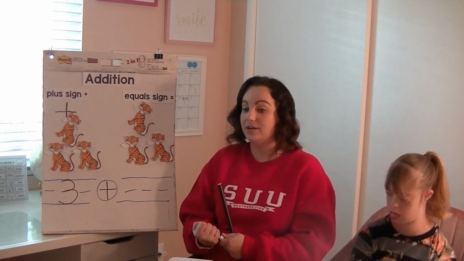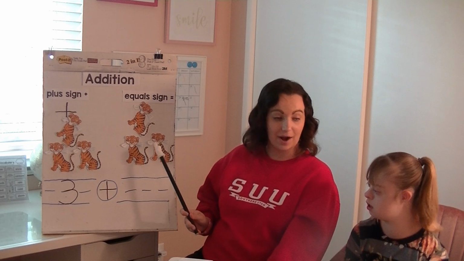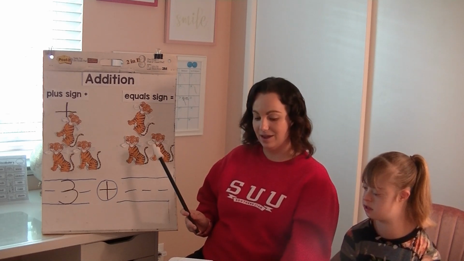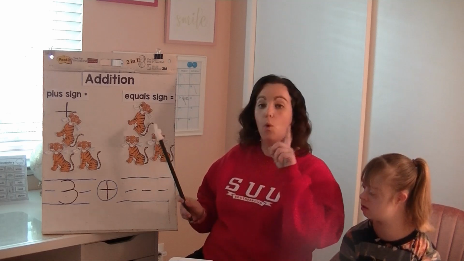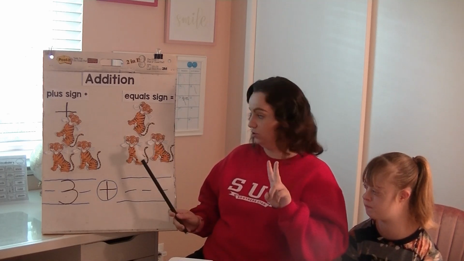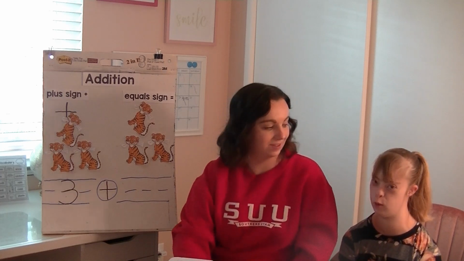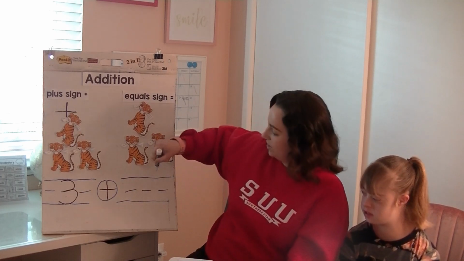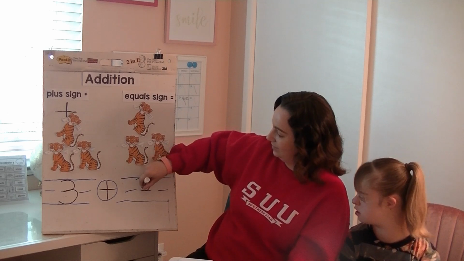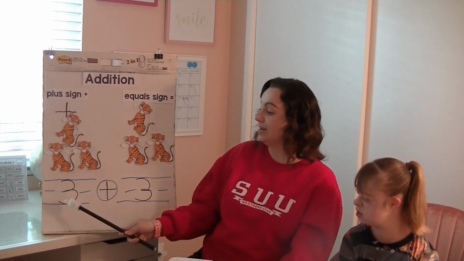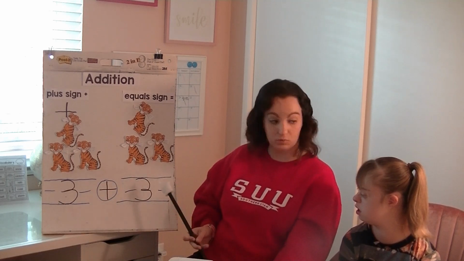Let's see how many are in this group. You ready to count along with me to see how many are in this group? Ready, set, count with me. 1, 2, 3. How many are in this group? I say 3. Good job. So I'm going to write 3 here. Nice. Now we have 3 plus 3.